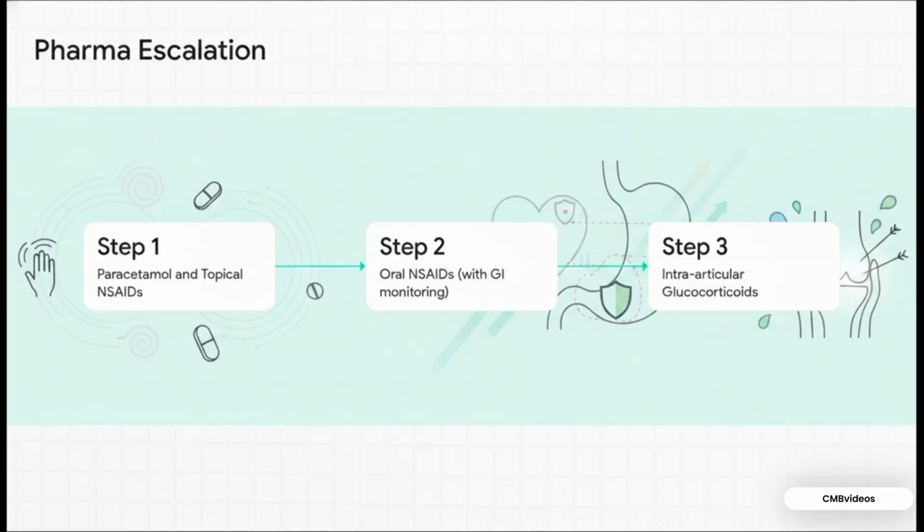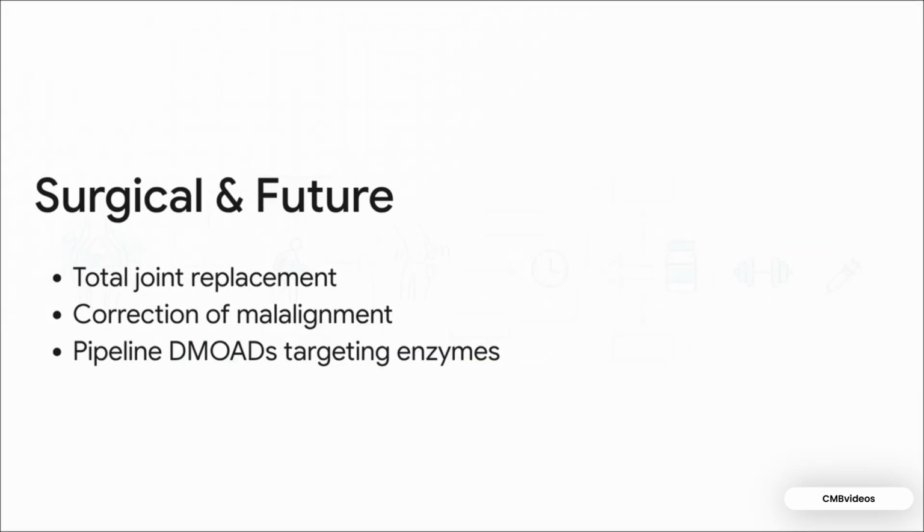The safest starting point is paracetamol and topical NSAIDs. Systemic oral pills are the next step up, but they require carefully balancing pain relief against stomach and cardiovascular risks. For those really bad acute flares, targeted intra-articular steroid injections offer a safe and effective temporary bridge. At the end of the line, for severe disabling disease, total joint replacement of the hip or knee is an incredibly successful cure. Sometimes, a surgical osteotomy can correct that malalignment we talked about.